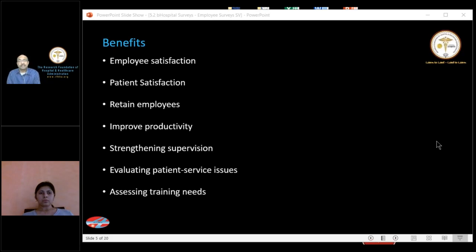Evaluating patient care and patient services issues is easier to do because the employees will be able to gauge and contribute better. And we are also able to assess the training needs. So the employee surveys will also help us in assessing the training needs depending on what we find.